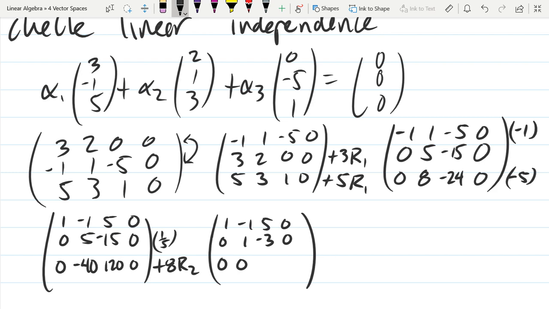I don't know why I'm using such huge numbers. Not fun.